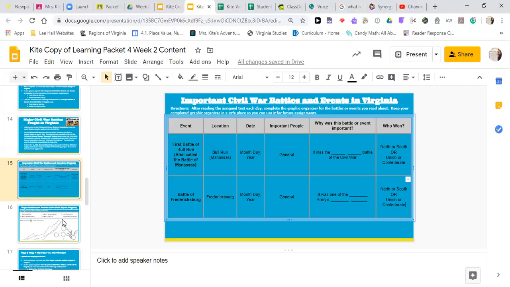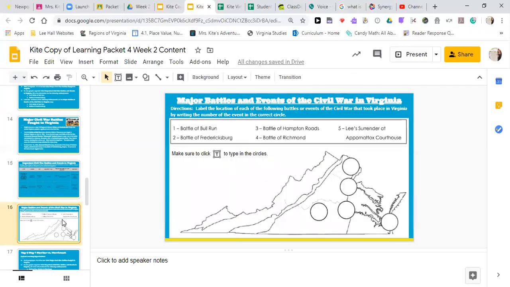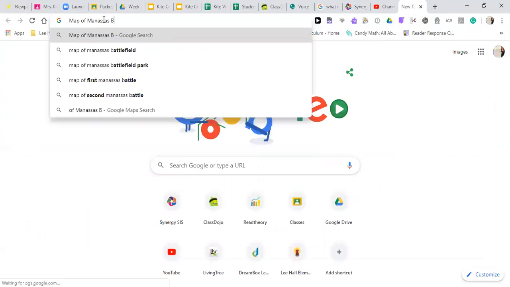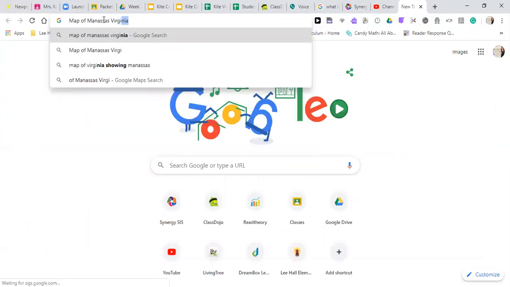Now, when filling out this map, what's going to be very, very important is you kind of have to know where Manassas and Fredericksburg are. So I'm actually going to come over here and we're going to pull up a new tab and we're going to look up a map of Virginia. You guys can do this. All right, so we're going to look up where map of Manassas, Virginia. Let's see if we can bring that up.